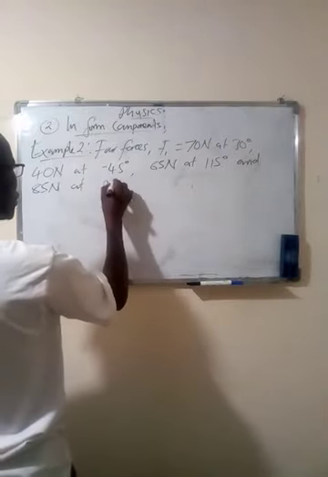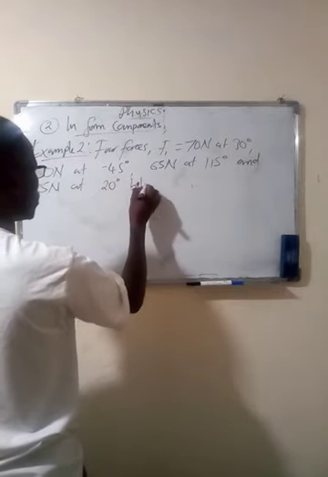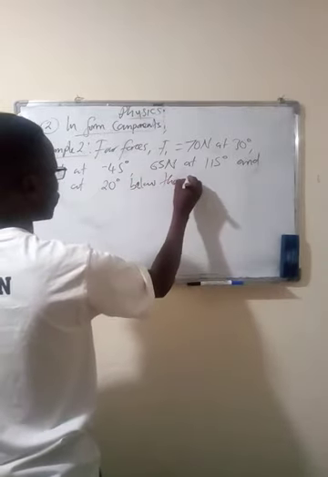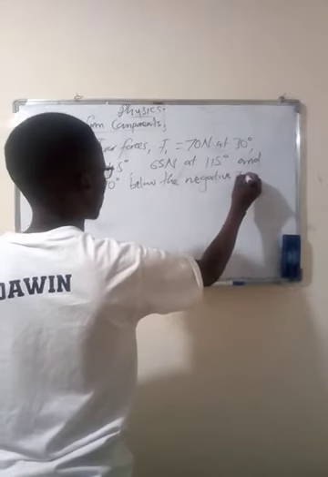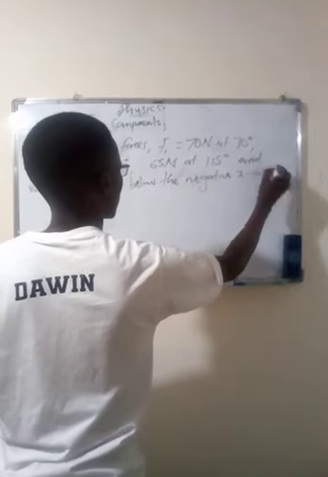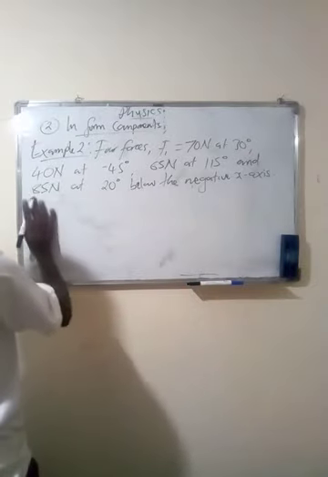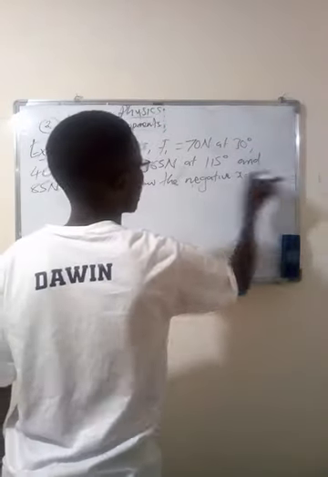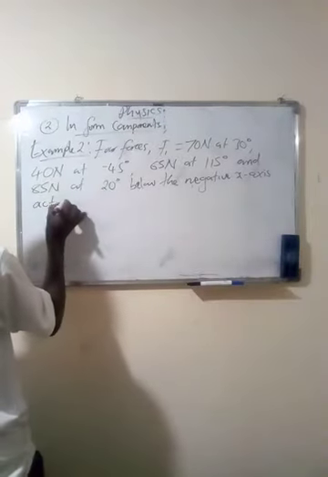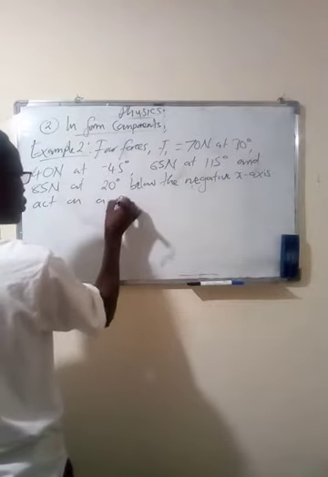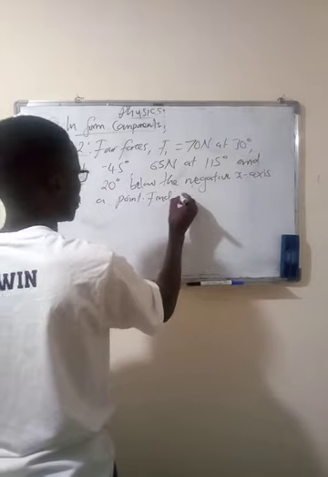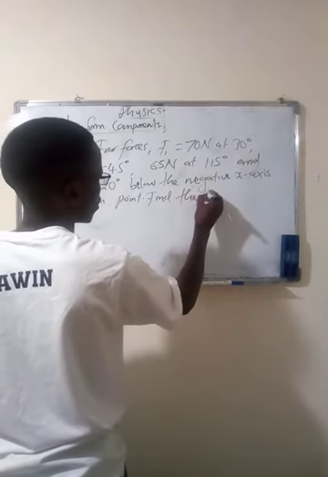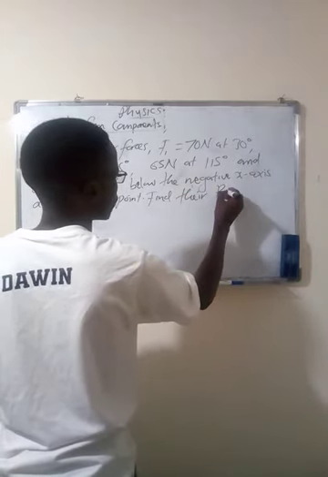And we also have another force, let's say 85 newtons at 20 degrees below the negative x-axis. Okay, these forces act on a point. Find their resultant.